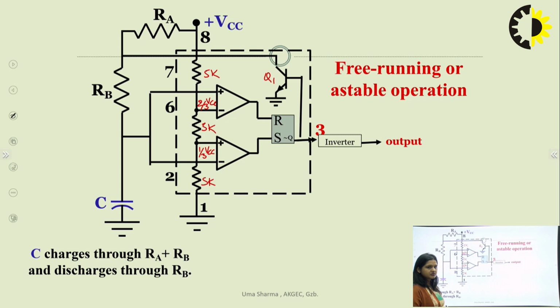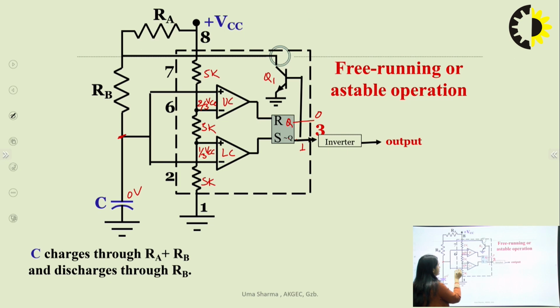Now, suppose this is Q bar, and here suppose it is Q. Suppose Q equals 0 initially and Q bar equals 1, and this Q bar is connected to the base of the transistor. That will turn on this transistor, and if there is any charge in the capacitor, the capacitor discharges through this transistor. So initially, let's assume the capacitor is at 0 volt. Now let's see the voltage at the lower comparator and upper comparator inputs. For the lower comparator, the positive terminal is connected to 1 by 3 VCC and the negative terminal is connected from this terminal. And if the capacitor is at 0, then it is 0.